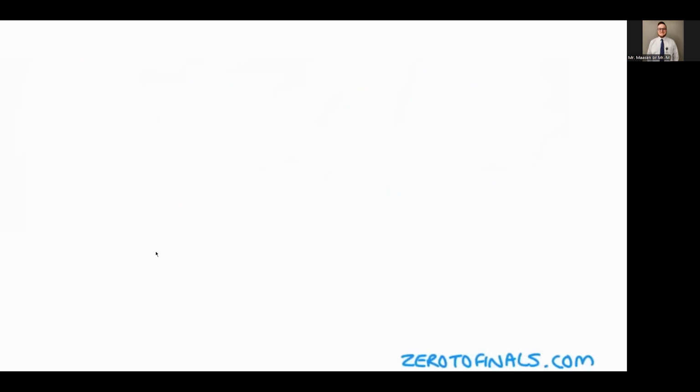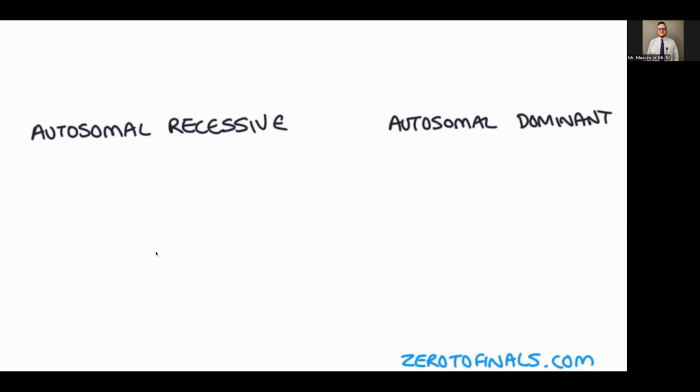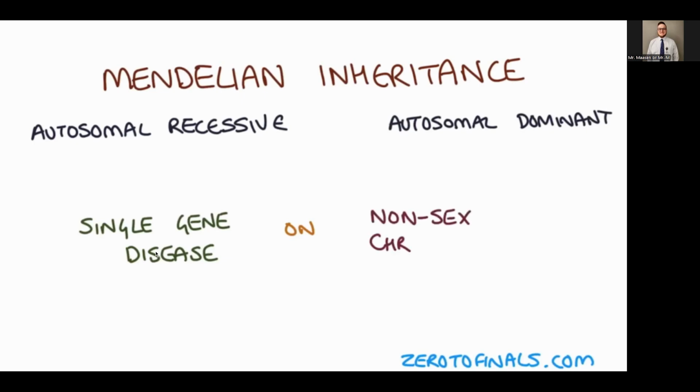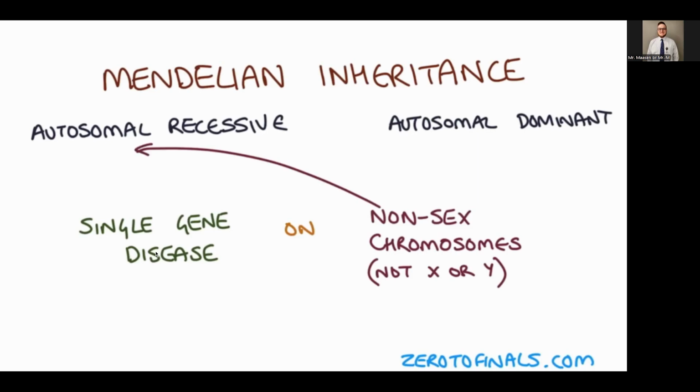Hi, this is Tom from ZeroToFinals.com. Today I'm going to talk about a concept called Mendelian inheritance, and specifically the inheritance of autosomal recessive and autosomal dominant conditions. So some genetic conditions exhibit a simple inheritance pattern called Mendelian inheritance. This inheritance only occurs where the disease is caused by a single abnormal gene on one of the non-sex chromosomes. So this is the chromosomes that are not the X or Y chromosome. These chromosomes are called the autosomes.